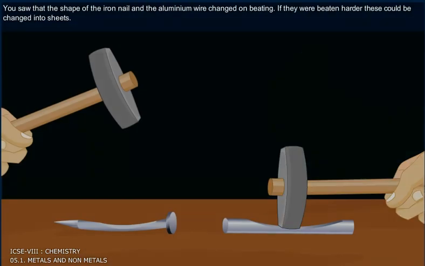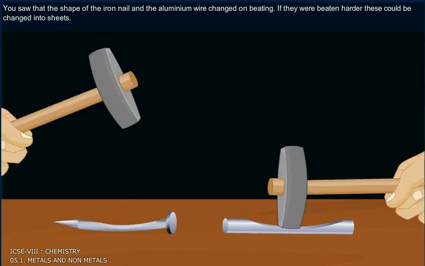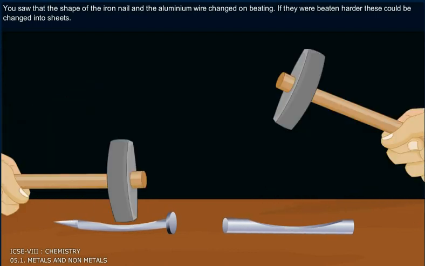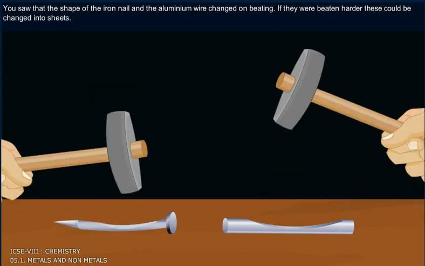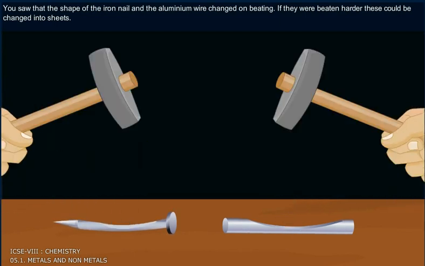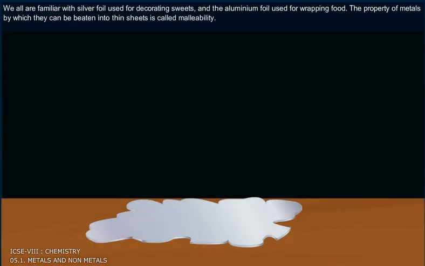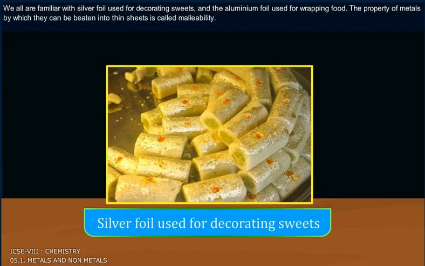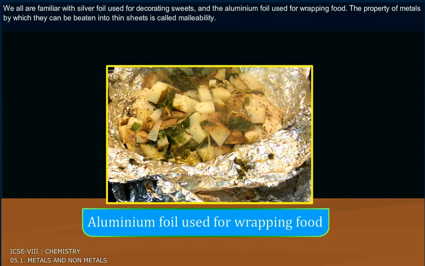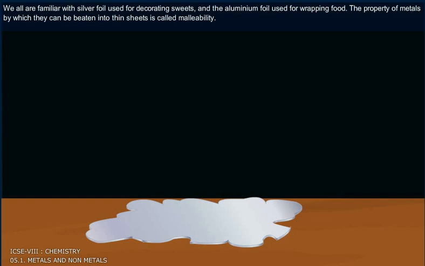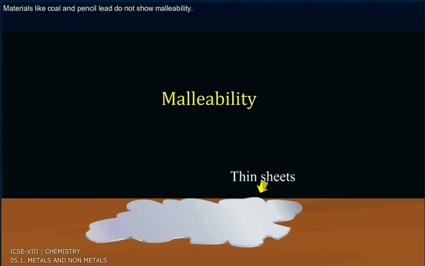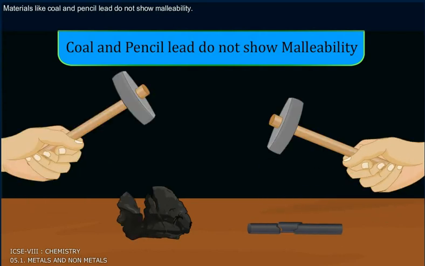You saw that the shape of the iron nail and the aluminium wire changed on beating. If they were beaten harder, these could be changed into sheets. We all are familiar with silver foil used for decorating sweets and the aluminium foil used for wrapping the food. The property of metals by which they can be beaten into thin sheets is called malleability. Materials like coal and pencil lid do not show malleability.